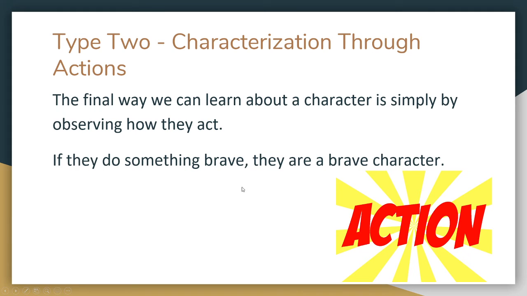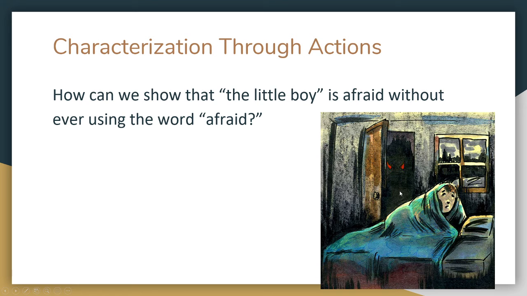All right, let's look at a second type of indirect characterization. We have characterization through actions. We can learn about a character simply by watching the way that they act. If they do something brave, they are a brave character. So my question to you is, with this little boy, what can he be doing that would tell you he's afraid? Now this one, he's not talking, so there's no more workaround.